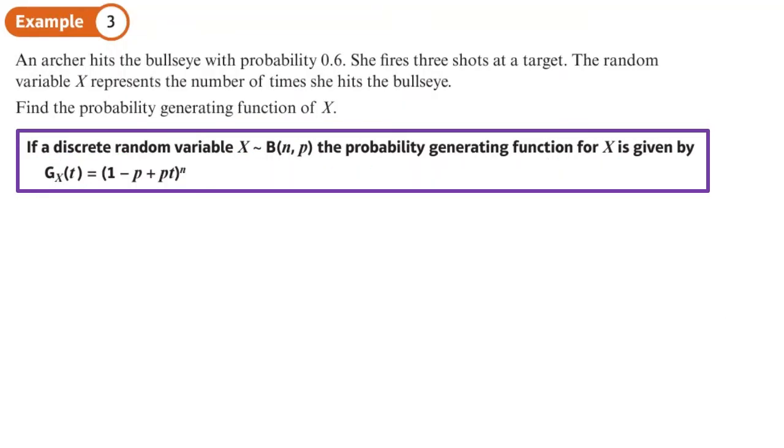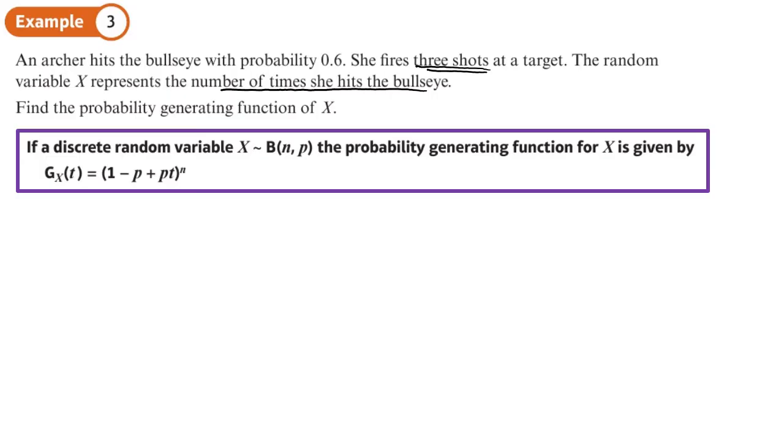An archer hits a bullseye with probability 0.6. She fires 3 shots at the target. The random variable X represents the number of times she hit the bullseye. Find the probability generating function for X. I've actually put it in that purple box there, but we're actually going to work it out from scratch.